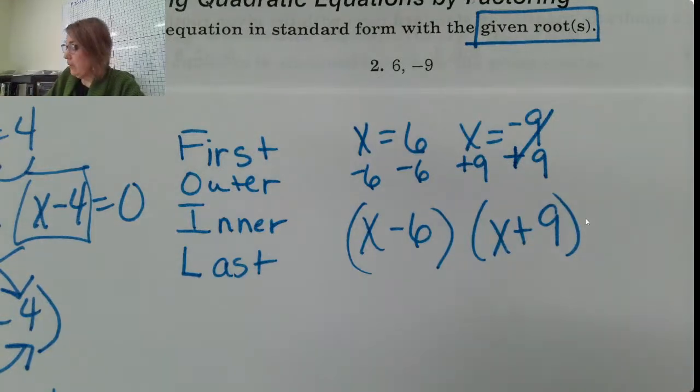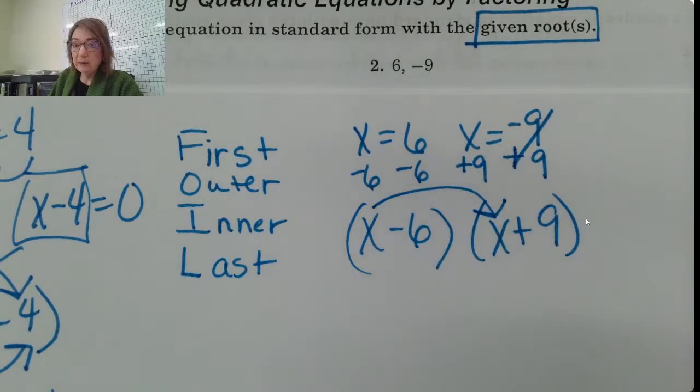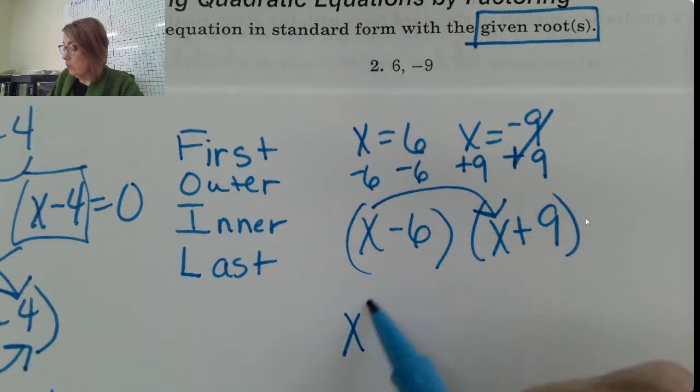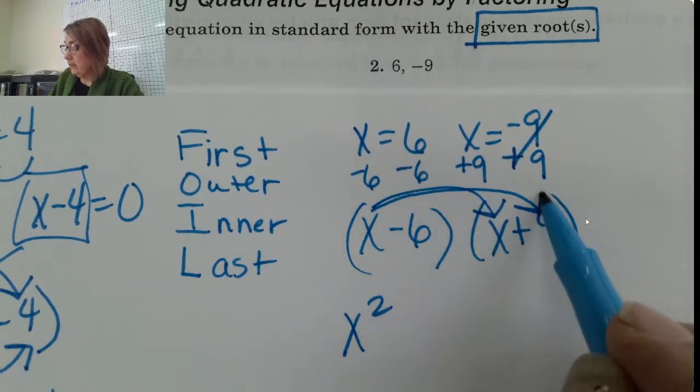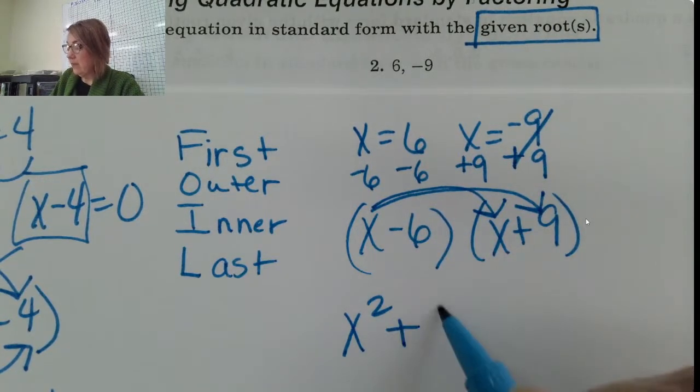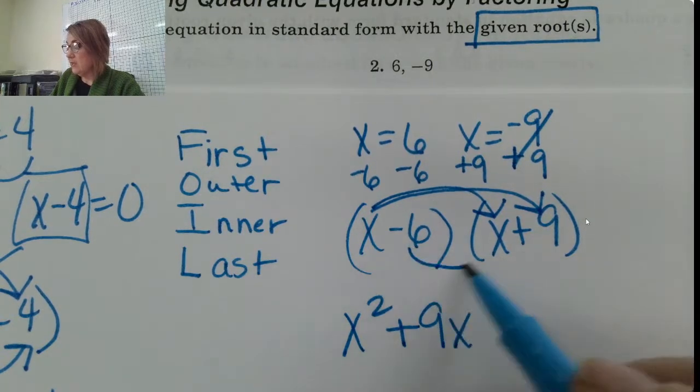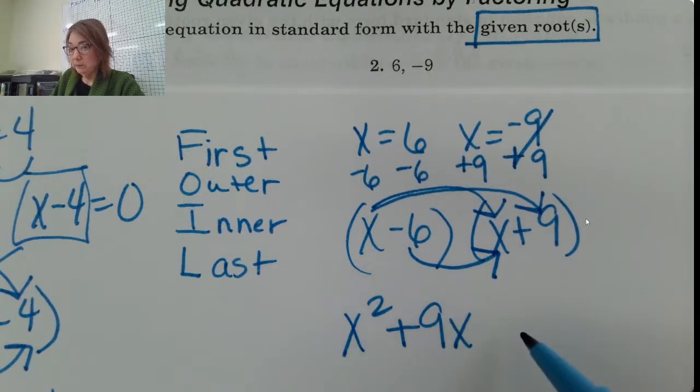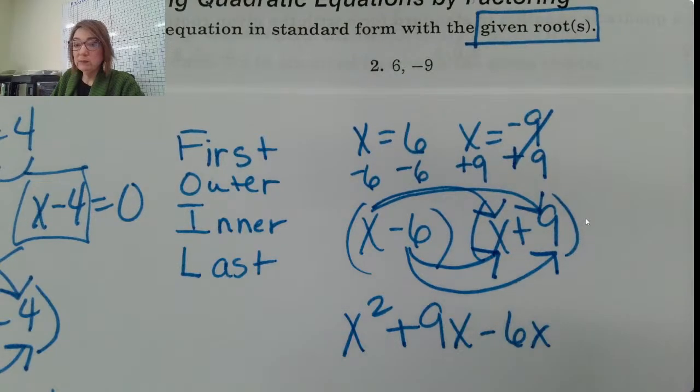Okay, so let's multiply them out. X times x, what is that? And then we multiply that x times that 9. 9x. And then negative 6 times x. What is that? Negative 6x. And then negative 6 times 9.